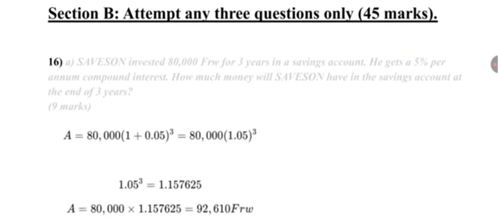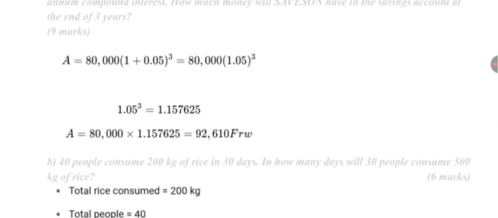We have A, which says Severson invests 80,000 francs for 3 years in a savings account. He gets 5% per annum compound interest. How much money will Severson have in the savings account at the end of 3 years? This is compound interest. Take the amount, which is 80,000 francs times (1 + 0.05)^3, that is 80,000 times 1.05^3. The amount will be 92,610 francs.